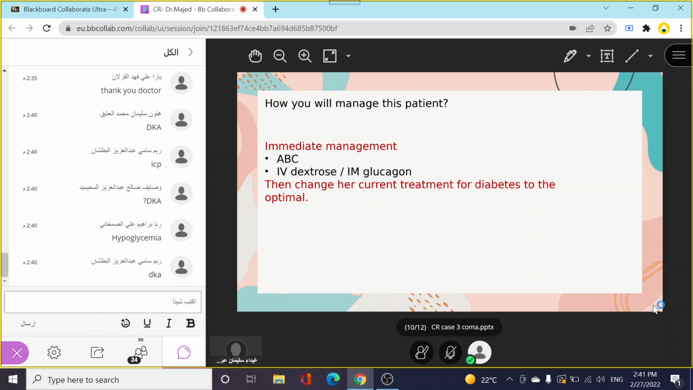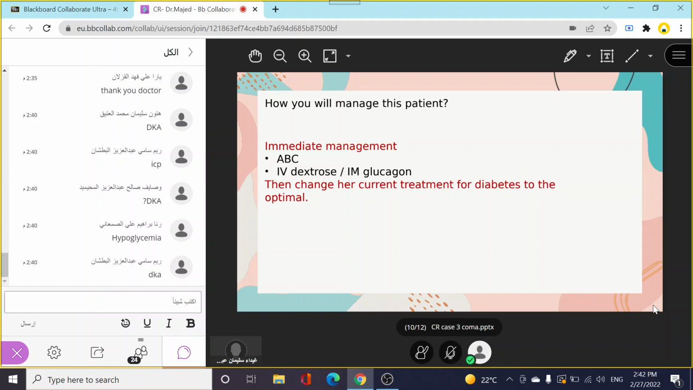How will you manage this patient? First, we will do our immediate management. We'll do the ABC: we'll maintain the airway, we'll check the breathing, and we'll maintain the circulation. Then we'll give IV dextrose. If it's not available, we will use intramuscular glucagon.